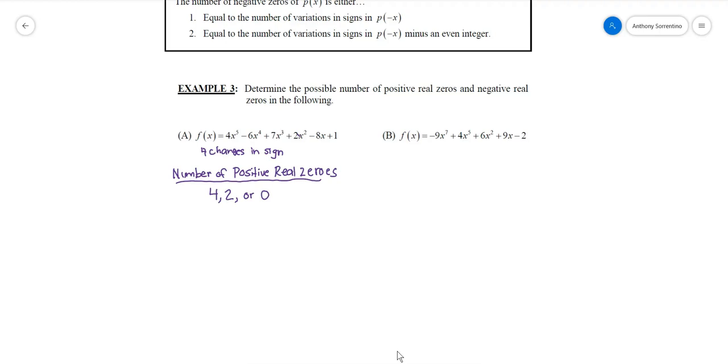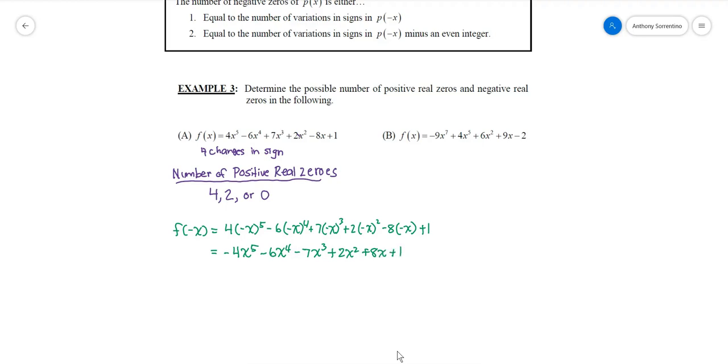I then look at f of negative x. Negative x raised to the 5th power is a negative x to the 5th, and times 4 is going to be a negative 4x to the 5th power. Negative x to the 4th is a positive x to the 4th, times a negative 6 is going to be a minus 6x to the fourth. And I keep doing the simplification. So f of negative x has now been established and simplified.